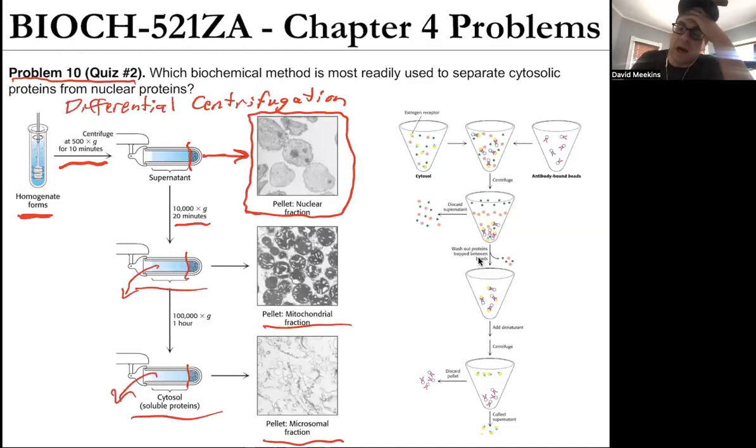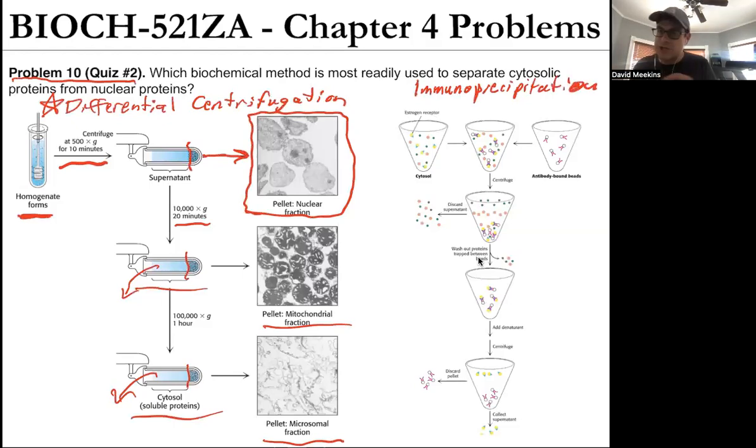So the answer is not immunoprecipitation, because immunoprecipitation is only used to isolate one specific protein. There are a lot of different proteins in the nuclear fraction, or in the nucleus in general, in a cell. So if you use differential centrifugation, you can separate cytosolic proteins from nuclear proteins. But if you wanted to only isolate a specific nuclear protein or a specific cytosolic protein, you could use something like immunoprecipitation.